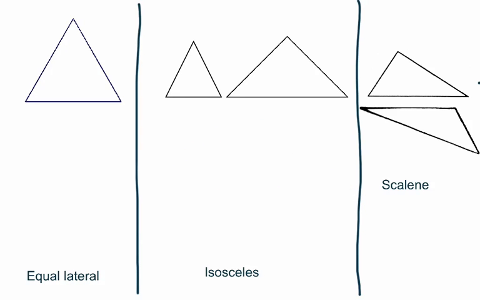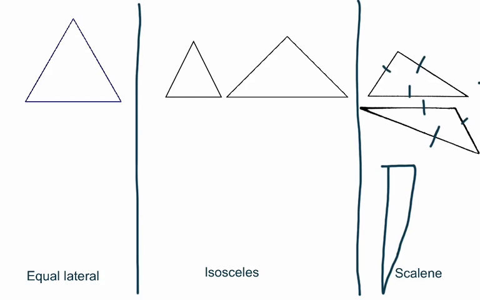And the last one we're going to talk about is scalene. Scalene is when all three sides are different lengths. So none of these three sides on these triangles over here are the same length. If I measured them, you could see that, or you can just see it with your eyes right now. But all three sides have to be different lengths. And again, it can be any shape you want it to.